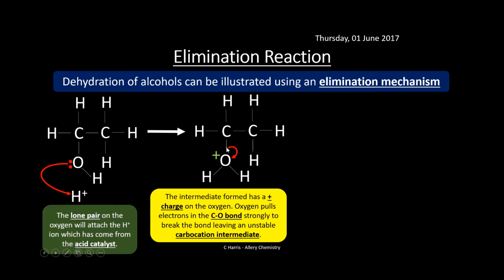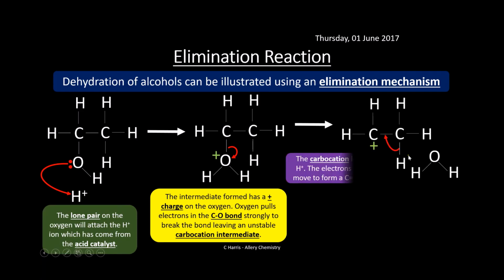And to stabilize that positive charge, the electrons from this bond here move onto the oxygen, and effectively it breaks this bond, creating a water molecule. Now, there's the water molecule. You can see here that we now form a carbocation, so we still have a positive charge on our molecule.